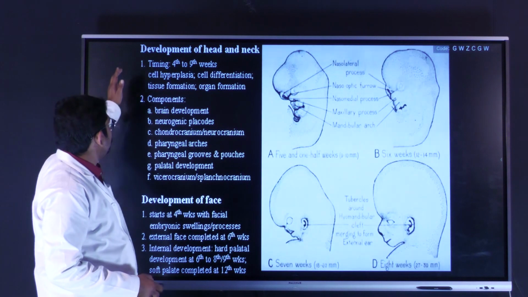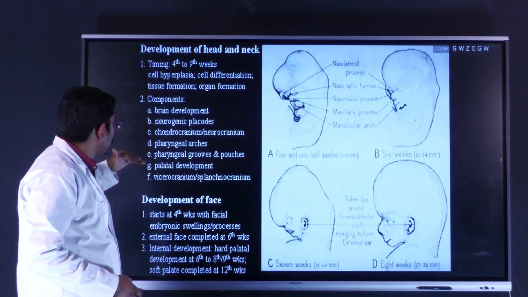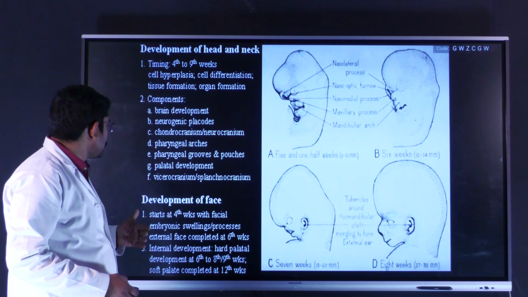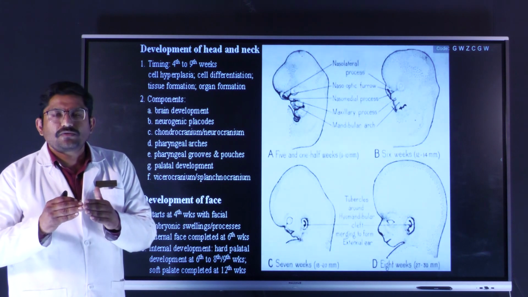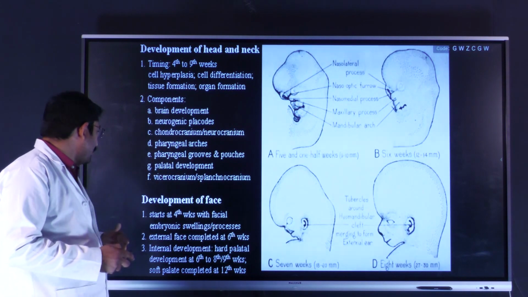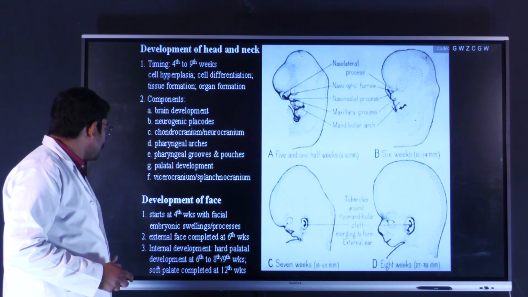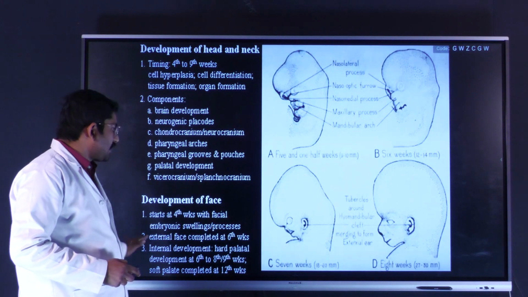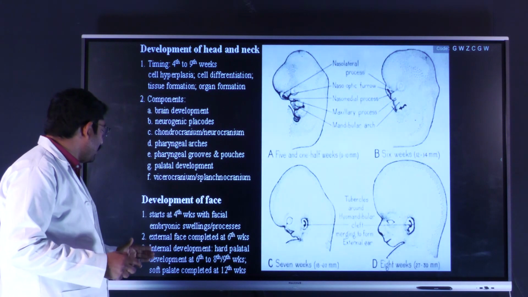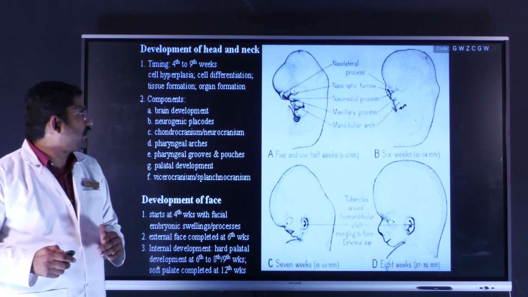There are various parts of it, the timings, then the components, what all are developed: the brain development, the neurogenic placodes, the pharyngeal grooves or pouches, and the pharyngeal arches. Each gives rise to a wonderful anatomy that grows into a big human being. Development of the face starts at the 4th week of intrauterine life with the embryonic swellings. The external face is completed by 6 to 8 weeks. The internal development, the hard palate development, occurs at the 6th to 8th or 9th week. The soft palate is completed by the 12th week of intrauterine life.